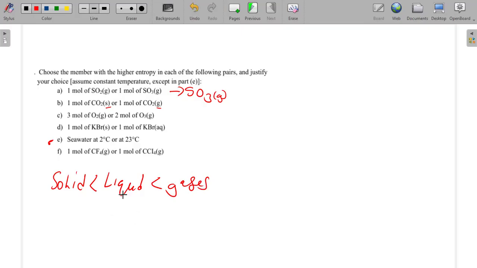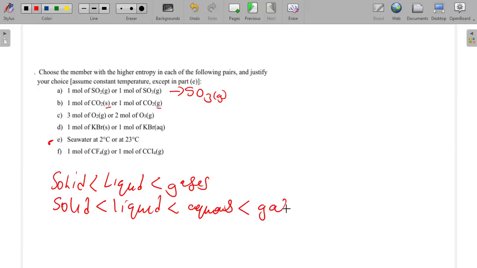If I want, I can put it upwards as well. You have solid, which is going to have less entropy change than liquid, which will have less entropy change than the aqueous state. Then you have gases, which have the greatest entropy change. So here, the one with greater entropy is the one in the gas state, because you've seen that gases are the ones with the greater entropy change. So we have CO2 as a gas as the answer there.